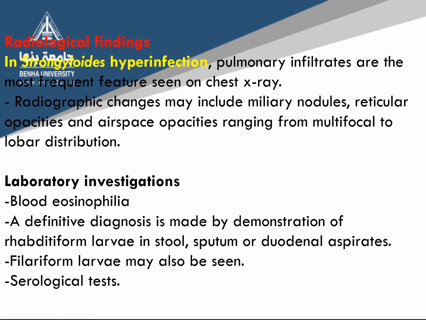Radiological findings: in Strongyloides hyperinfection, pulmonary infiltrates are the most frequent features seen on chest X-ray. Radiographic changes may include miliary nodules, reticular opacities, and airspace opacities ranging from multifocal to lobar distribution. Laboratory investigations: blood eosinophilia. A definitive diagnosis is made by demonstration of rhabditiform larvae in stool, sputum, or duodenal aspirate. Filariform larvae may also be seen. Serological tests.